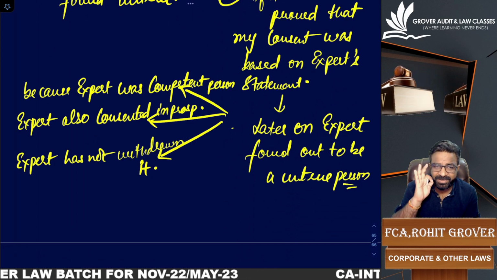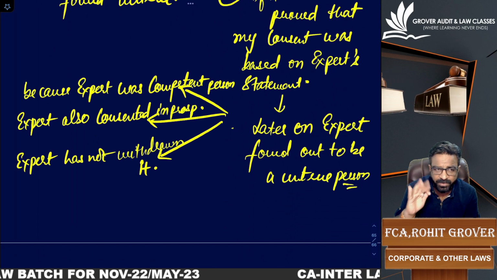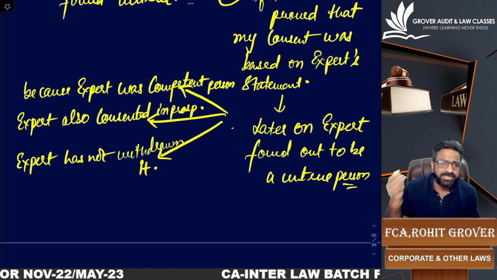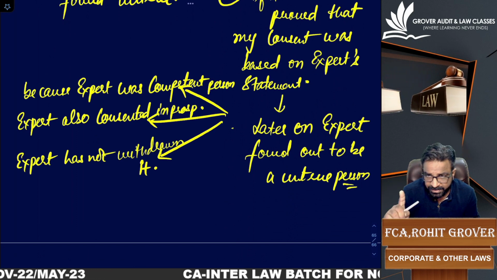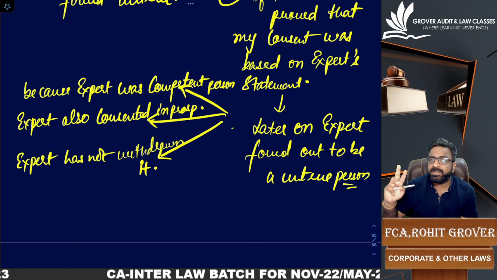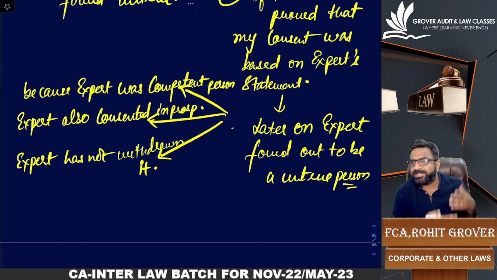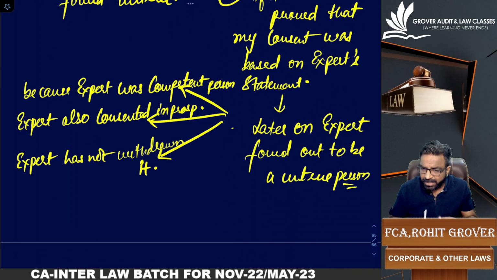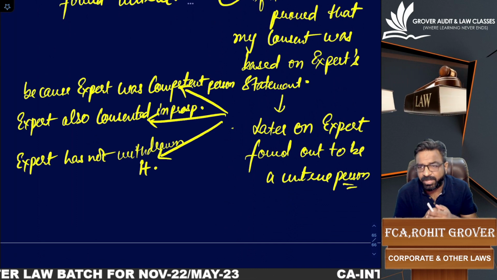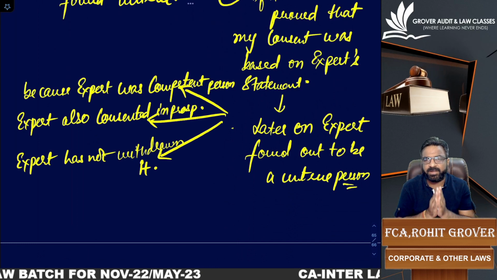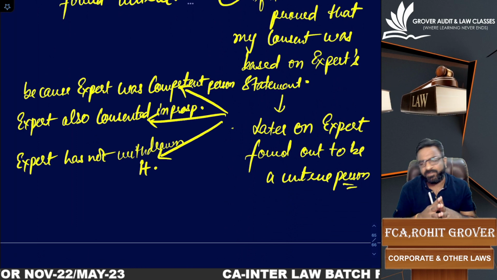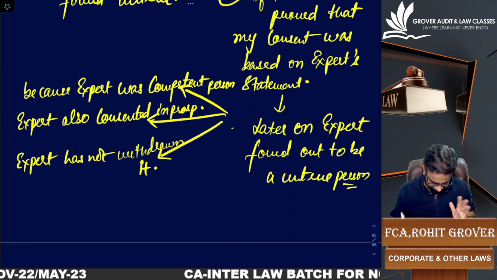So what are the 3 things about the expert I have to prove in the court of law? I believed the expert because the expert was a competent person. He also consented in the prospectus and the expert has not withdrawn it. So I thought the expert is a genuine person, so I believed the expert and gave the opinion. Later on, I found that the expert is not genuine, he was a fraudulent person. So sir, please forgive me, I will not do anything like this ever again in the future. So you can escape from the civil liability.